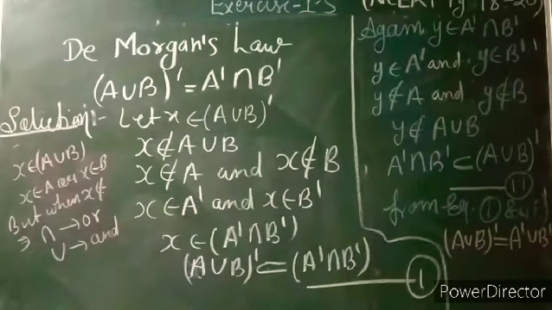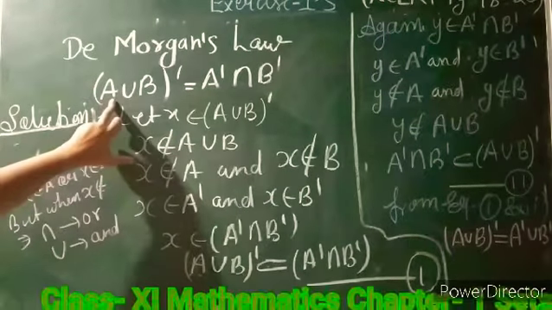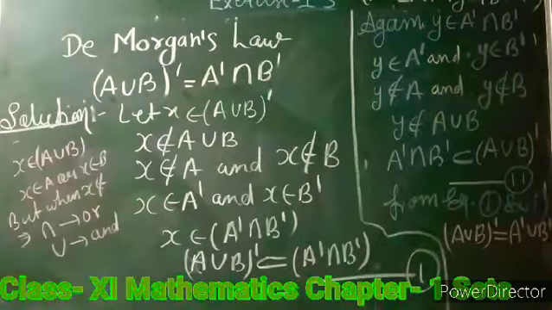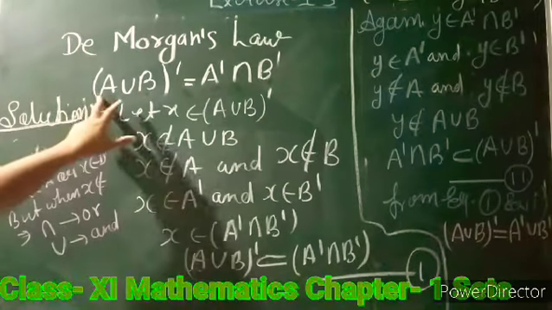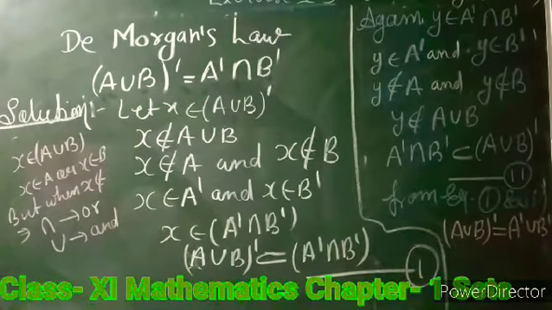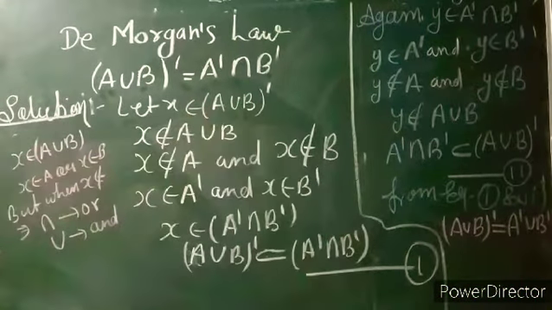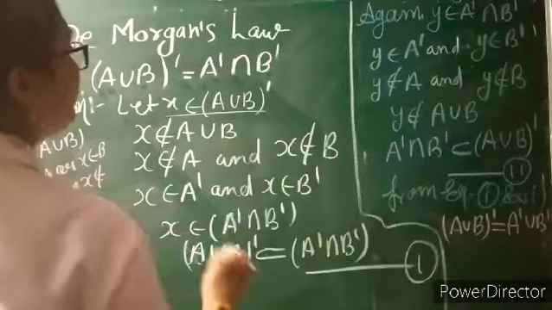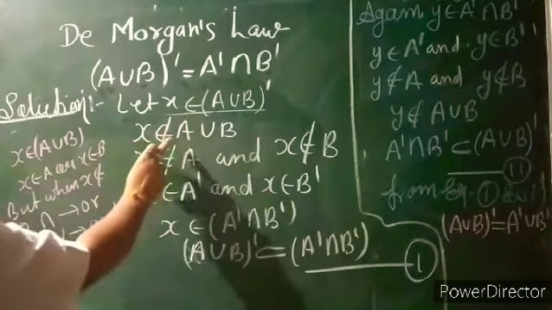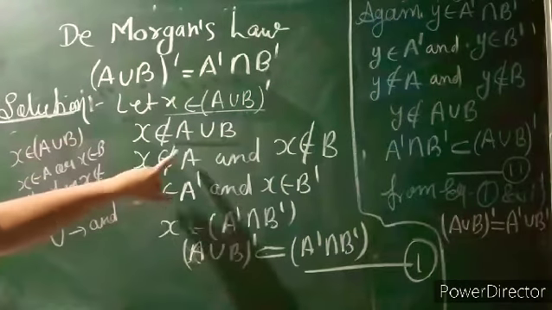De Morgan's law. You see, in complement sets, De Morgan's law is followed. Complement of set A union B is equal to complement set A intersection complement set B. Okay. Here we prove the complement of A union B is equal to the complement of A intersection complement of B. For this, let's consider X belongs to the complement of A union B. If this is a member of the complement, that means it is not a member of A union B because it is a member of the complement set.